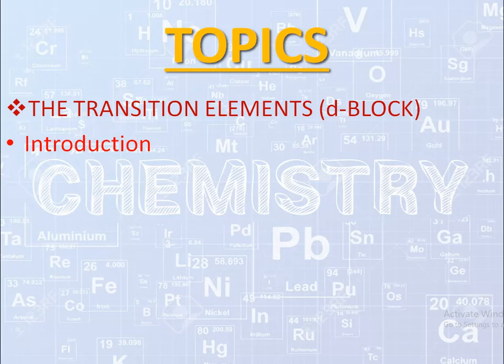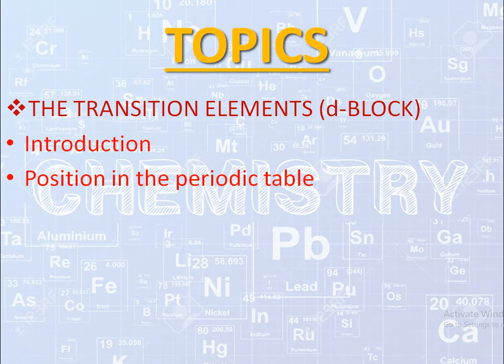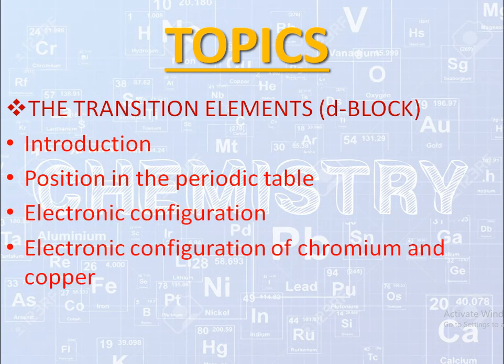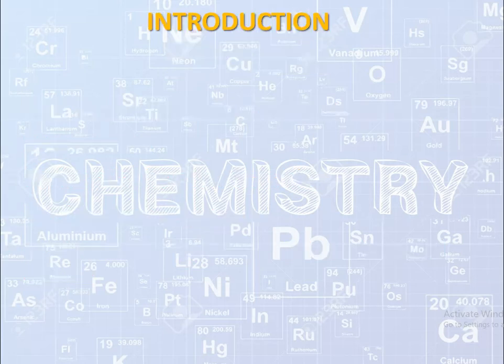First is introduction of transition elements, position in the periodic table, electronic configuration of transition elements, electronic configuration of chromium and copper. Before the introduction of D block elements, let us revise the periodic table which we have already studied in 11th standard.